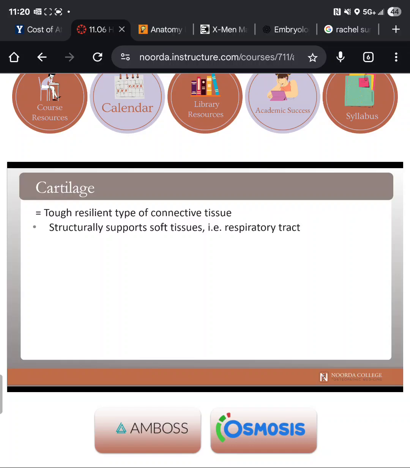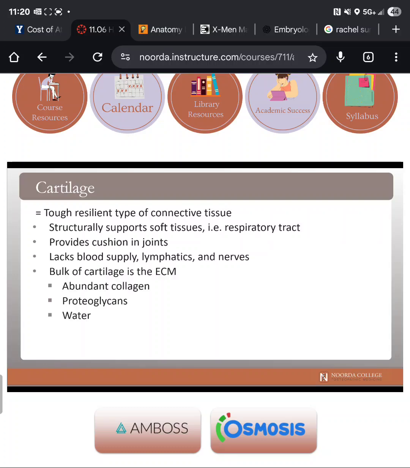Cartilage is a tough, resilient type of connective tissue. It structurally supports soft tissue like the respiratory tract, and provides cushion, particularly in joints. They lack blood supply. This is very important to know. They lack blood supply, lymphatics, and nerves. And the bulk of cartilage is the extracellular matrix, which is comprised of collagen, proteoglycans, and water. Refer back to the lecture on extracellular matrix regarding proteoglycans, glycosaminoglycans, and collagen.